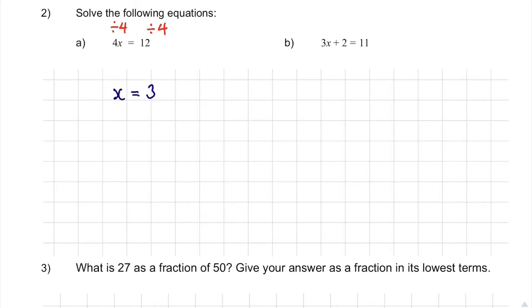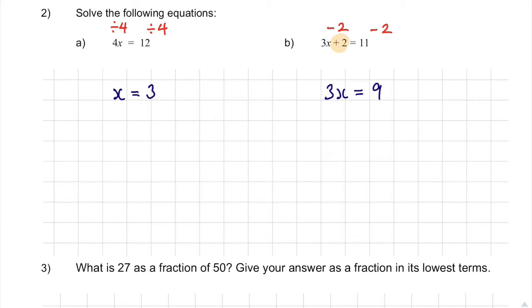Over on b here, we've got 3x plus 2 equals 11. So the first thing I'm going to remove is the plus 2, so I need to eliminate that from the left-hand side. So I'm going to subtract 2. So subtract 2 on the left and subtract 2 on the right. When I do that, I'm going to get that 3x is equal to 9.